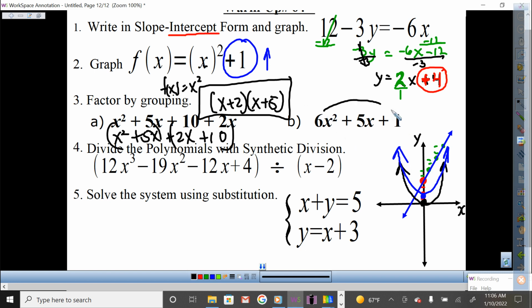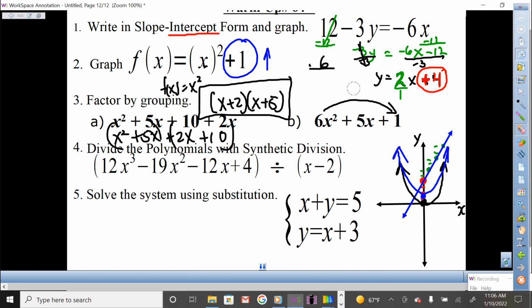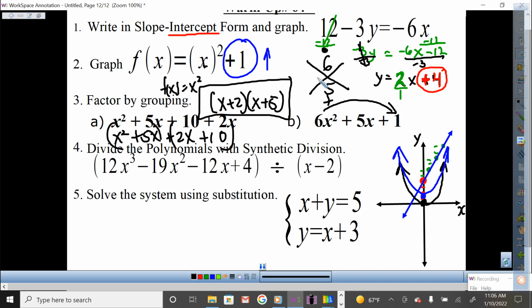Next, that times that is 6. The middle term is 5. So what two numbers multiply to give me 6 that when you add them give us 5? 2 and 3.